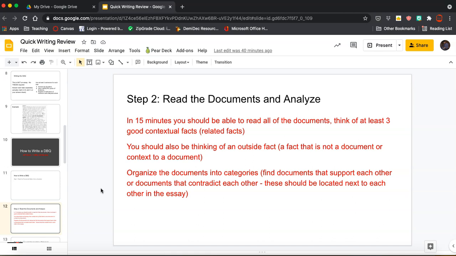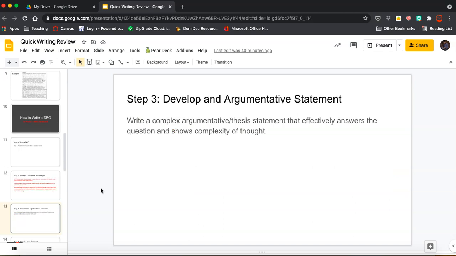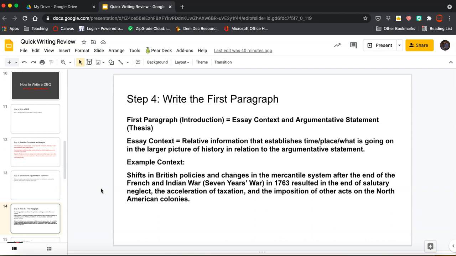You're probably going to have 2 or 3 documents per category, and then there will be at least one outlier document, one that doesn't really fit with the rest of them. That's your complexity document. They always provide you at least one. Then you're going to develop an argument, a thesis statement, and make sure that it fully answers the question, so that when you write your first paragraph, you can start the essay off with context, the big broad picture, and then you end that first paragraph with your thesis statement.